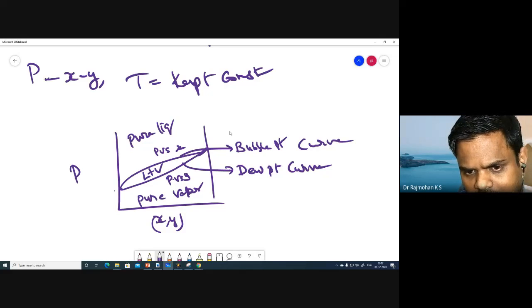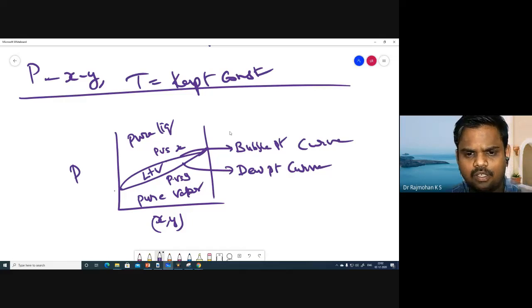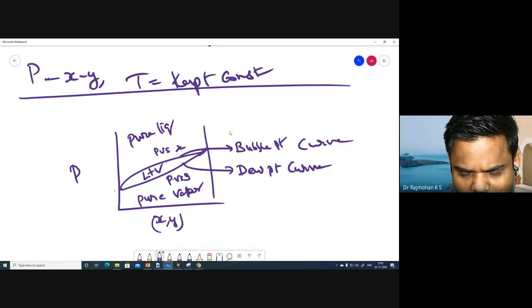Again we can draw tie lines at any pressure to get the composition. The same way that can be done. So that is the difference between the TXY diagram and the PXY diagram.